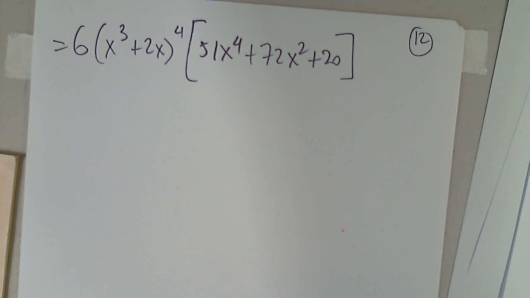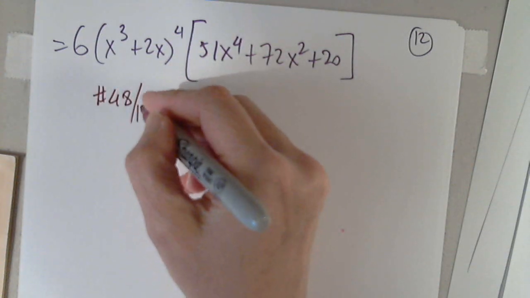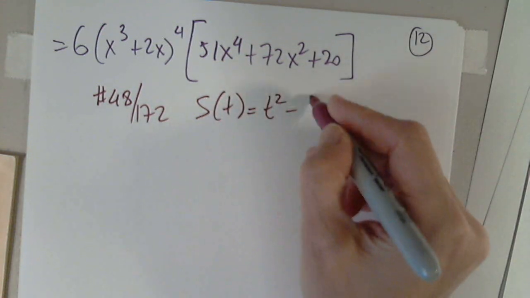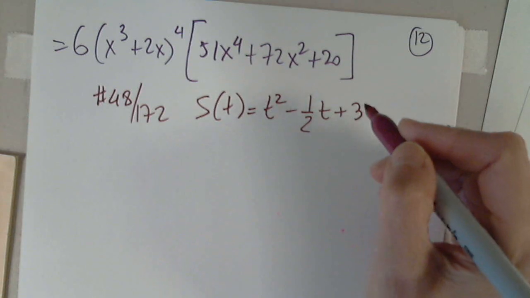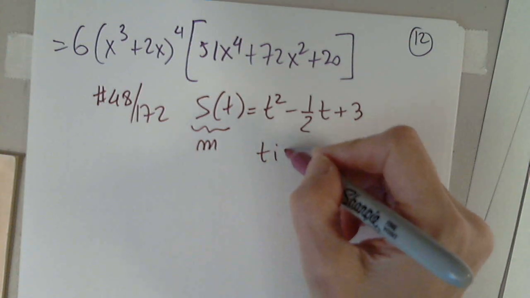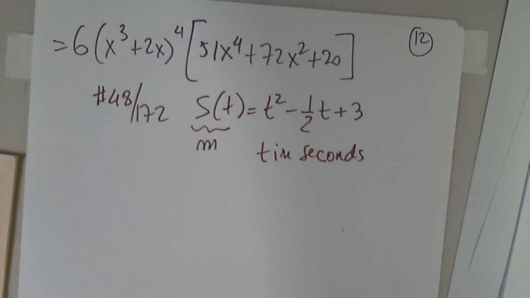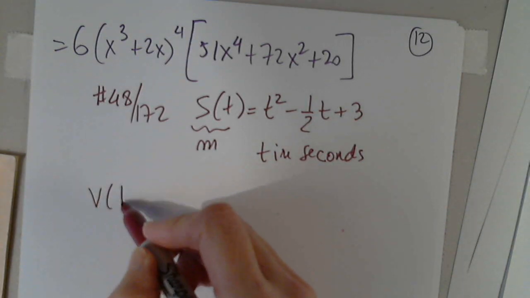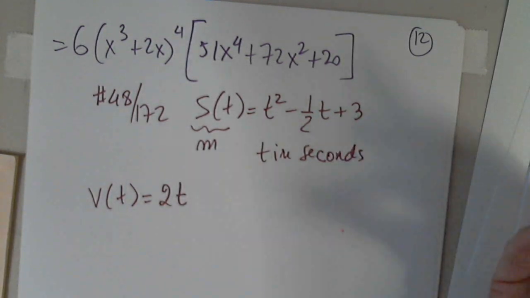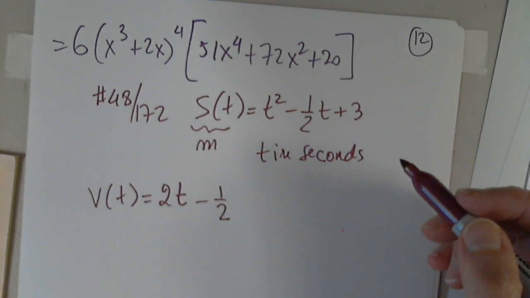Let's look at a velocity acceleration situation, like number 48 on page 172, where we are given s of t equals t squared minus 1/2 t plus 3. S is measured in meters, and t is in seconds. Find each of the following. So we want to find v of t. No problem. Bring down 2 and subtract 1 from the power and differentiate this, and this is negative 1/2. Differentiate 3 and get 0.